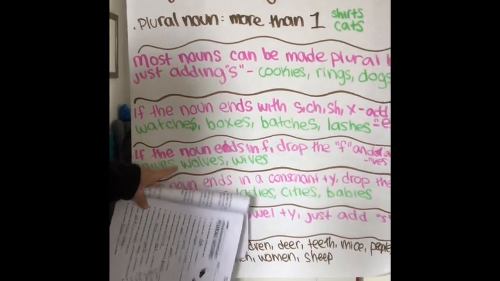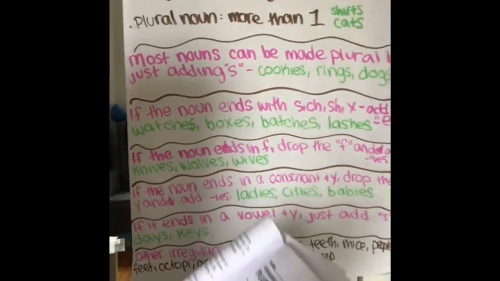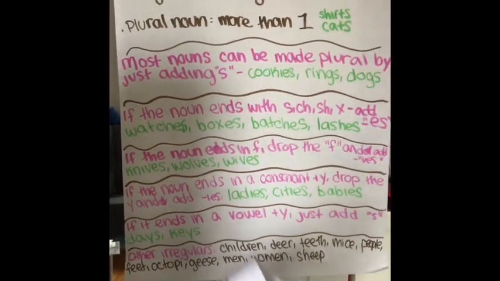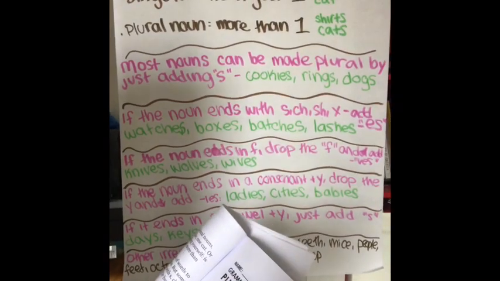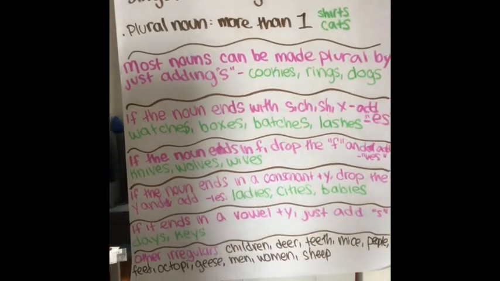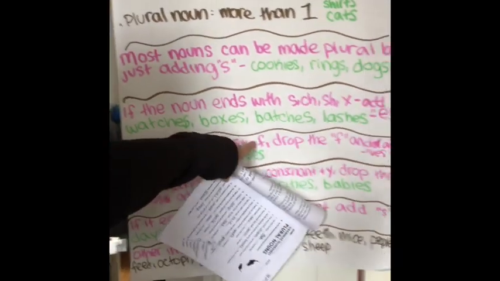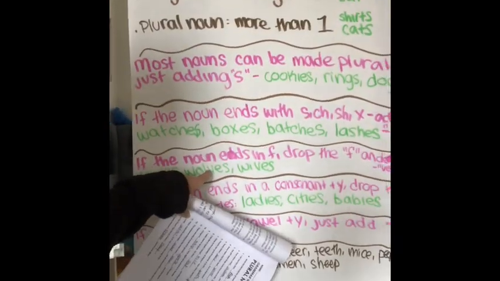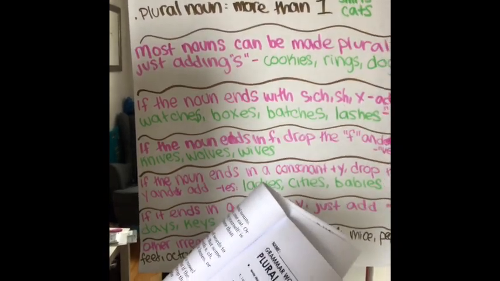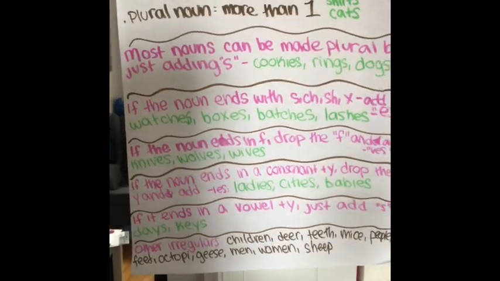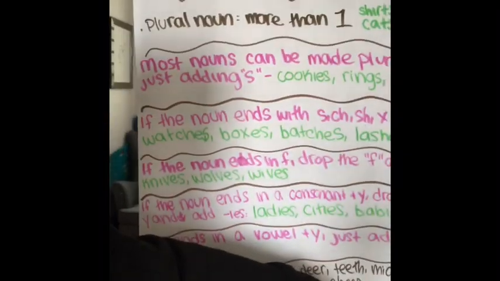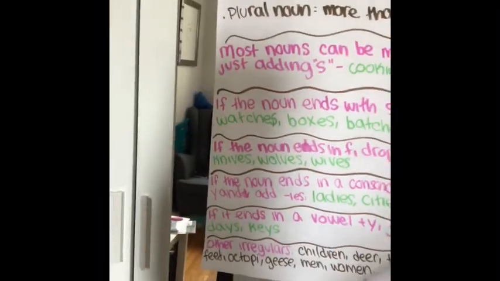Drop the F and add V-E-S. That becomes wives. Number 14, wolf look very much like large dogs. Wolf becomes, drop the F and add V-E-S, wolves. Number 15, Farmer Brown has a lot of sheep. Now this is one where I ask myself, okay, does sheeps really make sense? Nope. Sheep just stays sheep. It's just one of those irregular words.